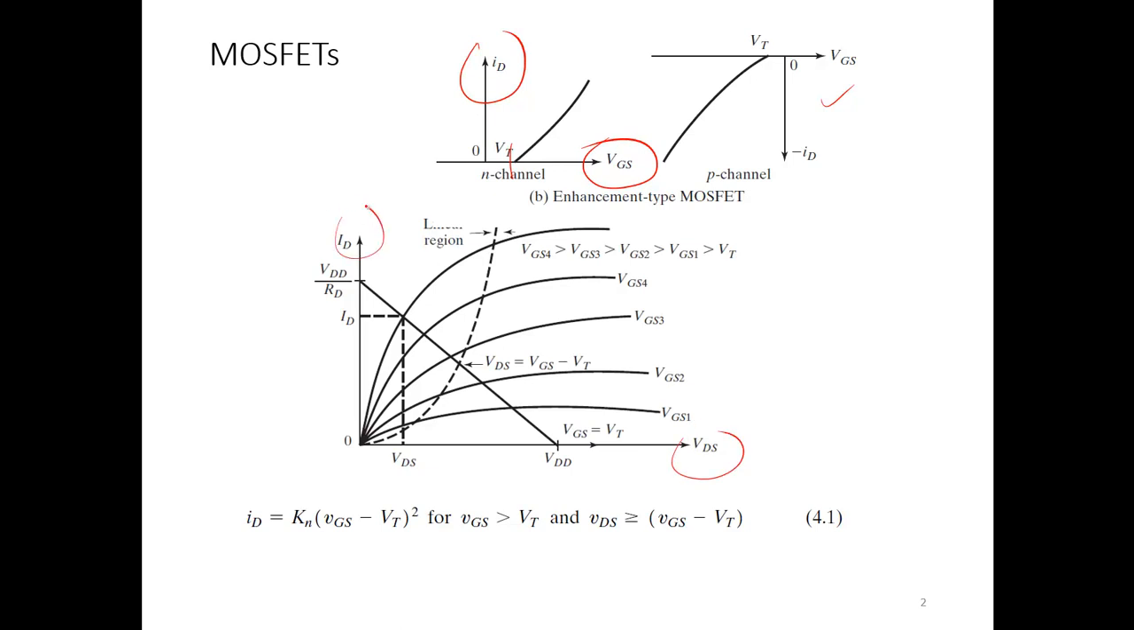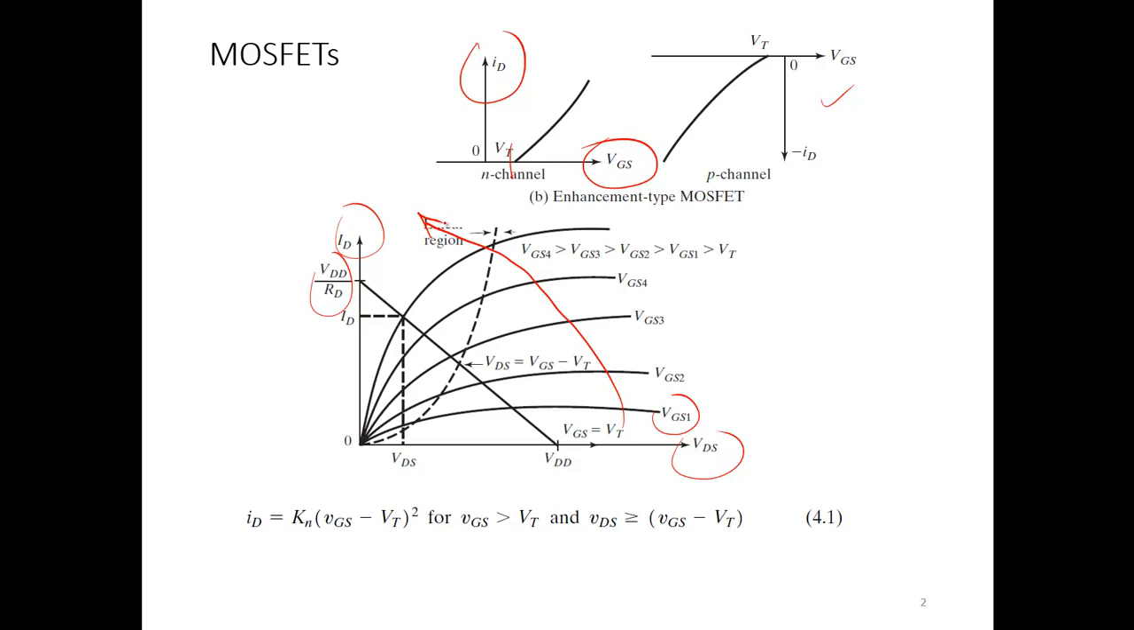Now, what is important to know is that if you plot the characteristics, the drain to source voltage against the drain current, this is the load line, which is VDD, the supply voltage, divided by RD. And as you increase the gate to source voltage, the characteristics goes up this way.